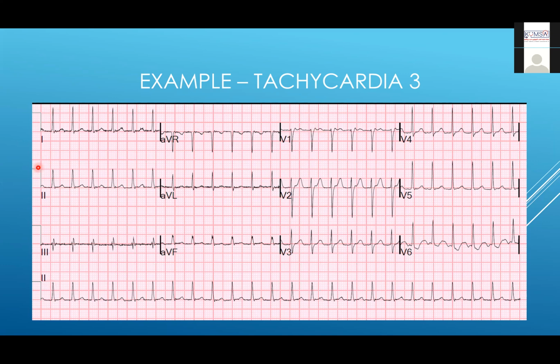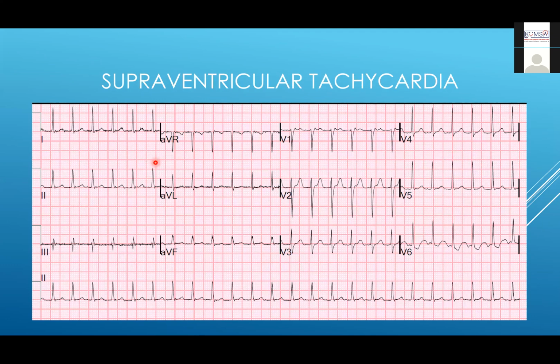Usually most SVTs show up like this. You get a very rapid rate, and there's usually a P wave hidden within the QRS. Especially in V1, you can see that little bump there, those are P waves. Maybe here as well in lead 1, you can see a little bump. Those are P waves. Okay, so that's a supraventricular tachycardia.